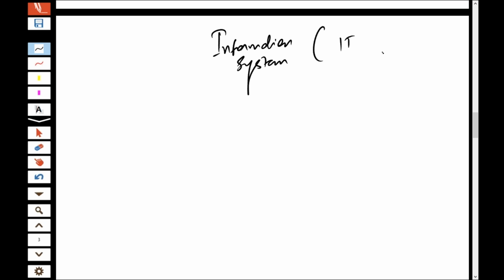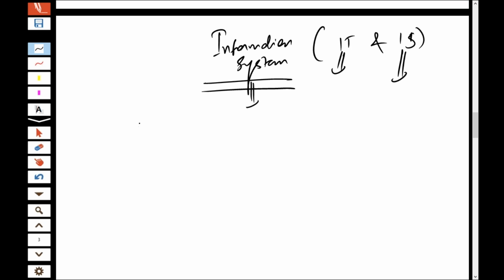A lot of people mix up IT and IS. Please try to understand that they are two different things. IT is information technology and IS is the information system.